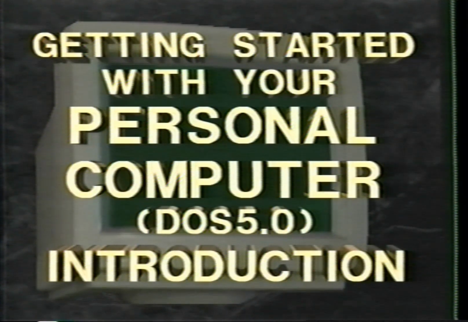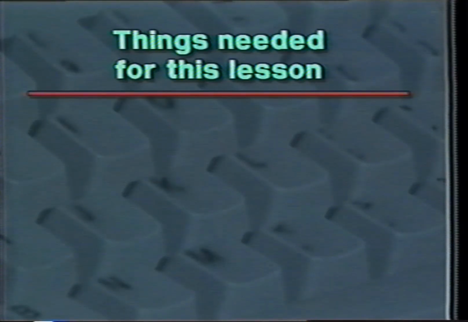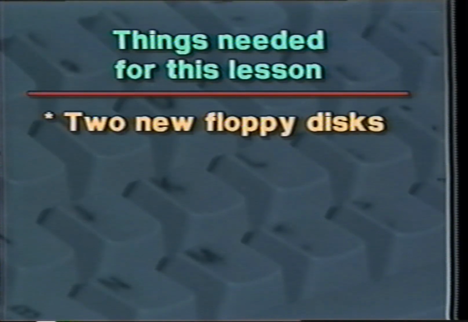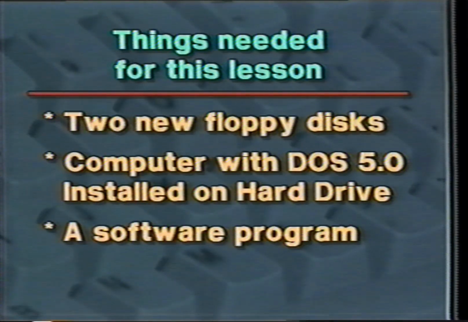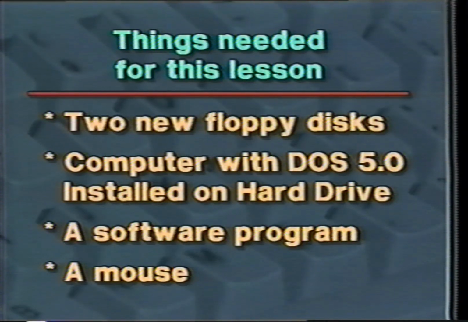And welcome to my tape on getting started with your personal computer for people using DOS 5.0 or higher. For this lesson, you'll need a few things. Two new 5 1/4 or 3 1/2 inch floppy disks. We assume you have a computer with at least one floppy disk drive and a hard drive with DOS 5.0 or higher installed, and some kind of software program like a word processor already installed. We also assume you have a mouse.